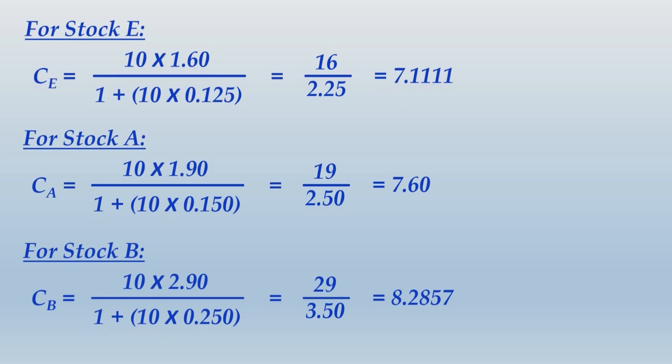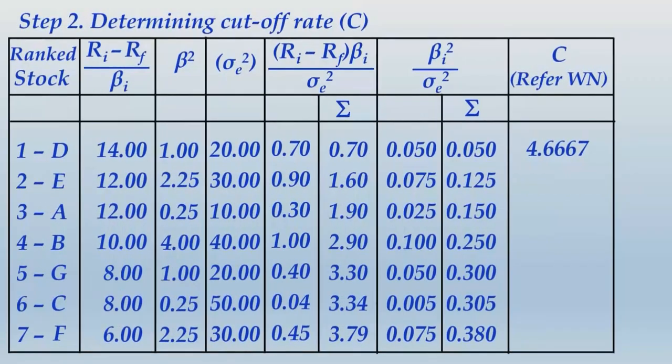Alright friends, after making these calculations in your workings, let us go back to the table and fill up the column for the three values we have just computed. And then we would move on to make cutoff point calculations for the other three stocks, that is G, C and F, in the same way. So write up these values, you would have written it already.